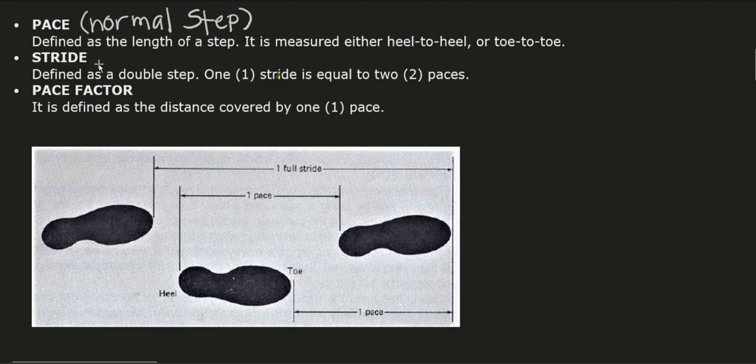Next is itong tinatawag na stride. Itong stride defined as a double step. One stride is equal to two paces. Ang isang stride ay equal sa dalawang paces. Makikita natin dito sa figure, one full stride ay equal sa dalawang paces, mula dito hanggang doon. Take note nyo na, one stride is equal to two paces. Magagamit natin siya sa pag-solve ng mga problems.